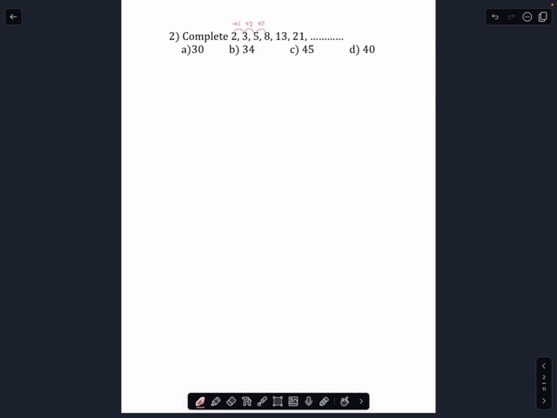Okay? Now, people might say to go from 8 to 13, you add 4, but no, you have to do your math correctly. To go from 8 to 13, you have to add 5, and 13 to 21, you have to add 8. Okay? Now, what's the pattern here?